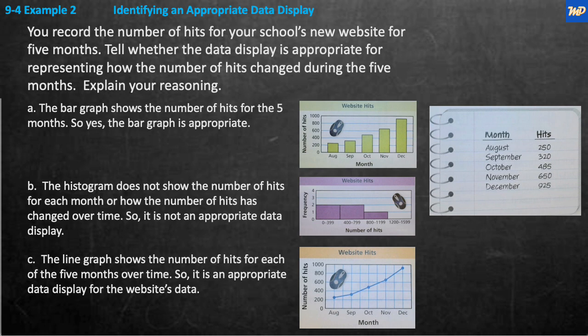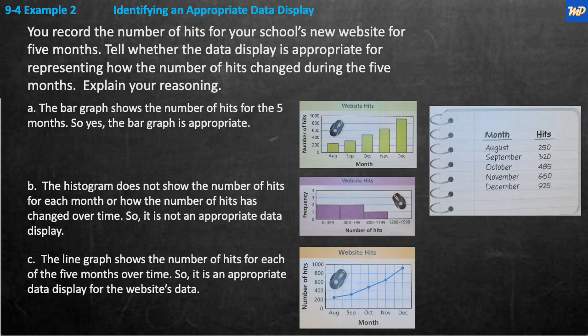Okay, moving on to example 2, identifying an appropriate data display. So we're continuing with the same theme here. We're going to try to pick the right display. So we have this spiral notebook as our data that we're going to be looking at on the far right. It says, you record the number of hits for your school's new website for 5 months. August, September, October, November, and December. 5 months.